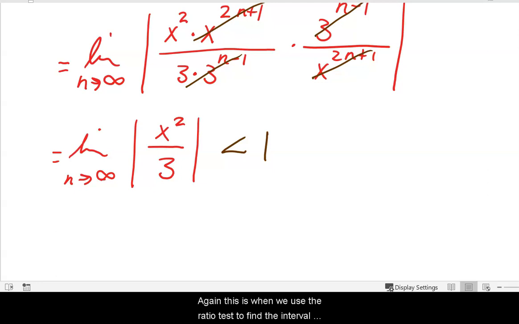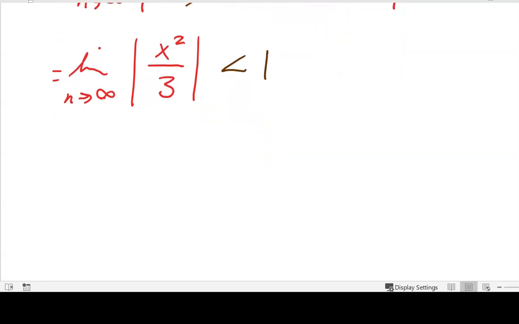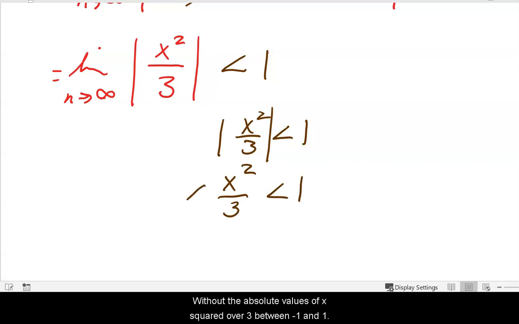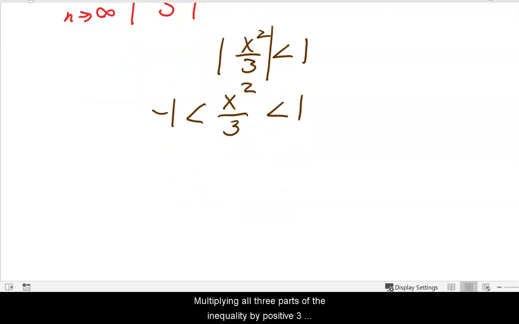Again, this is when we use the ratio test to find the interval and the radius of convergence, as opposed to writing it in a geometric form. This leads to the following. The absolute value of x squared over 3 less than 1 can be rewritten without the absolute values as x squared over 3 between -1 and 1. Multiplying all three parts of the inequality by positive 3 does not reverse the sense of the inequality.